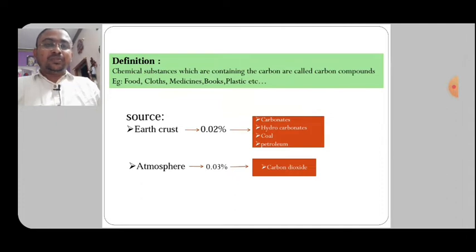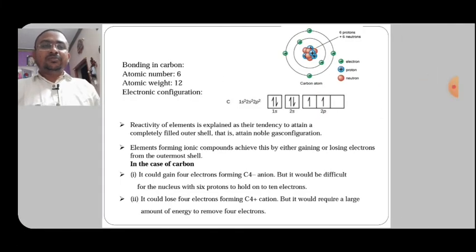What is the main source of carbon? Earth crust contains 0.02% of carbon compounds in the form of carbonates, hydrocarbons, coal as well as petroleum. As well as the atmosphere also contains carbon compounds in the percentage of 0.03 in the form of carbon dioxide. So by this we can understand that carbon has very much importance in our life.